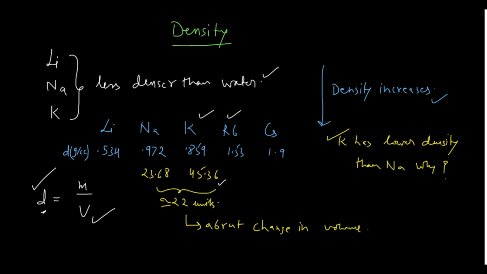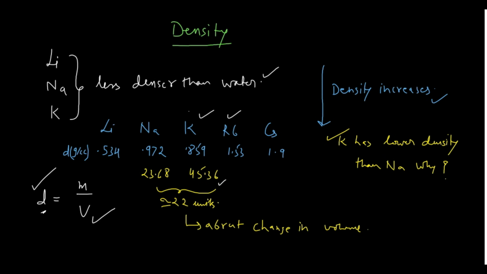So it is very important why potassium has lower density than sodium. It is because of the abnormal increase in the volume of potassium. And again you can see that due to the presence of the d orbitals, potassium has low density. It is very important to note that when we go down the group, the atomic size as well as the atomic mass both increase, but the increase in atomic mass is more dominant.